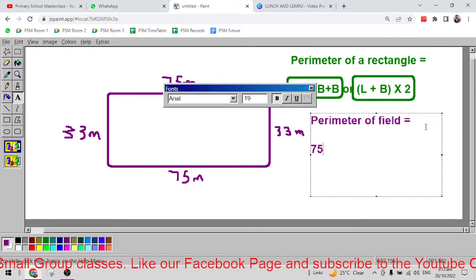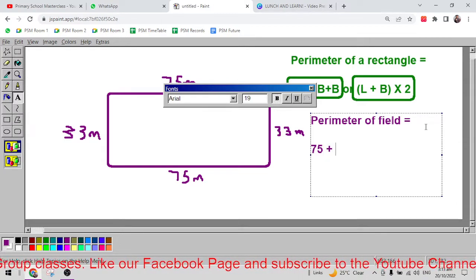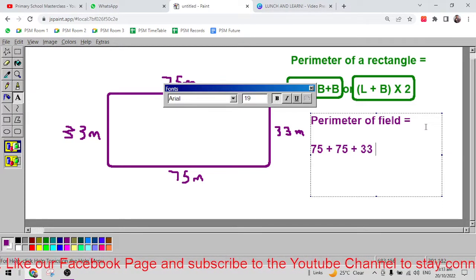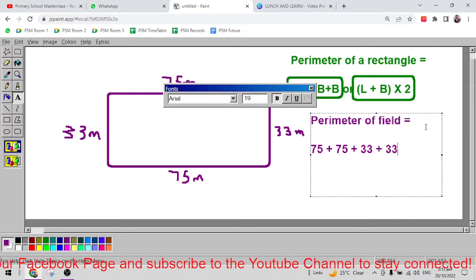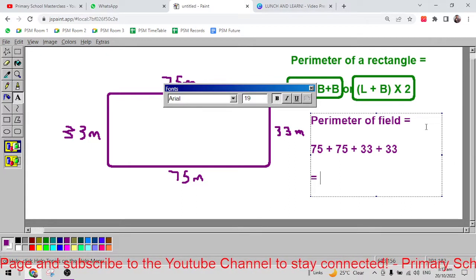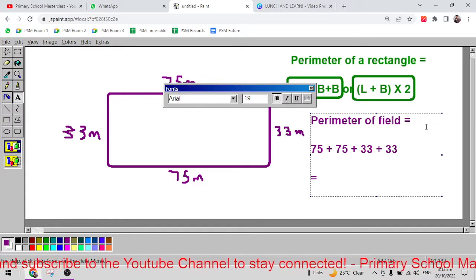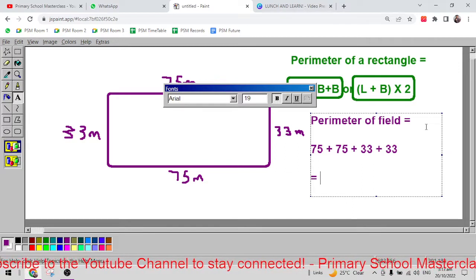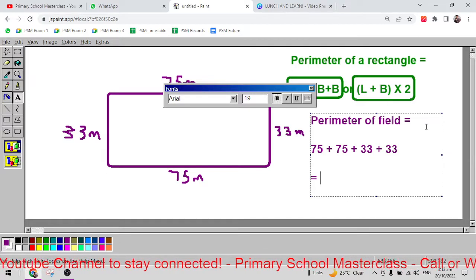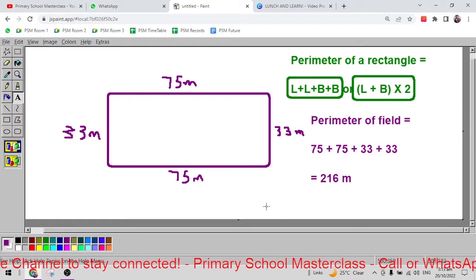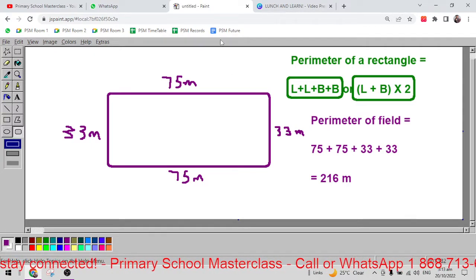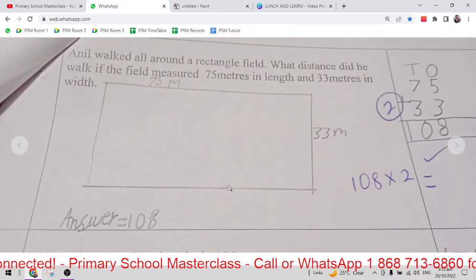75 plus 75 plus 33 plus 33 should give you a whopping total of 216, right? That should give you 216 meters. Yep, and that's the answer there. That's the perimeter, how much you walked around the field.